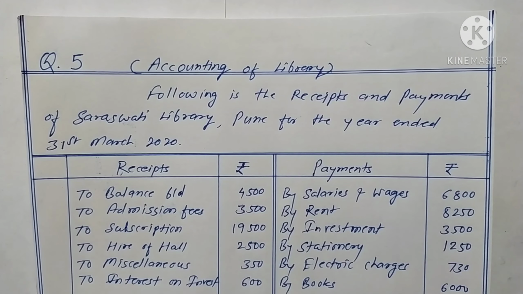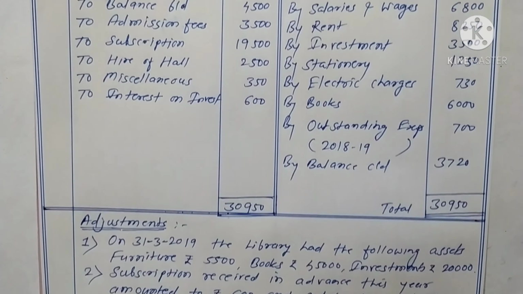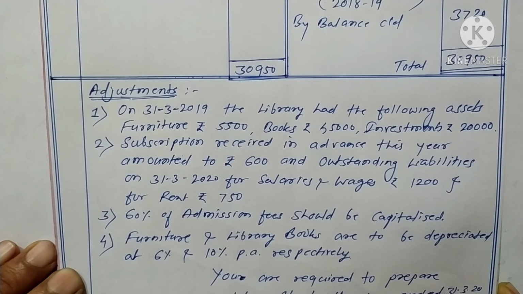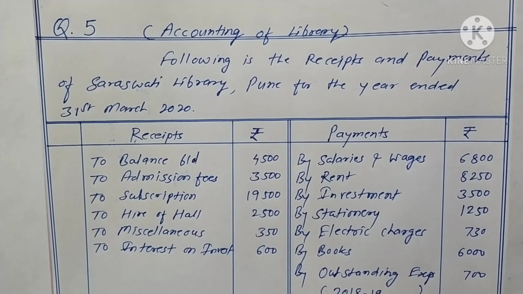Now we go to question 5. Accounting of library. First of all, we have to find out the capital fund. Capital fund in an adjustment is not given. It is found out by preparing the opening balance sheet. First of all, we read the question carefully and give proper placement of each item in the question.